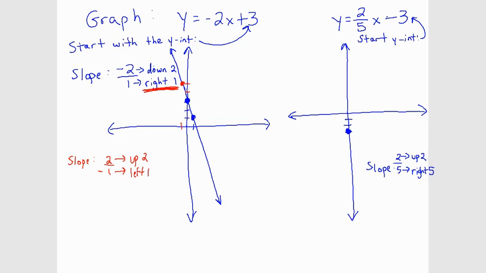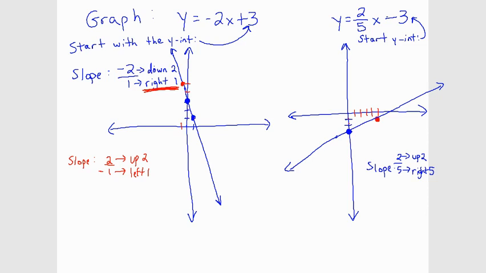So I'll actually do this in red. 1, 2, and then go 1, 2, 3, 4, 5. So right there. Okay. Then I'll graph my line. That's acceptable. Ooh, that's not. I'm going to undo that. All right. So up 2, right 5.